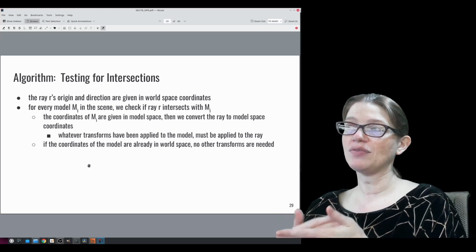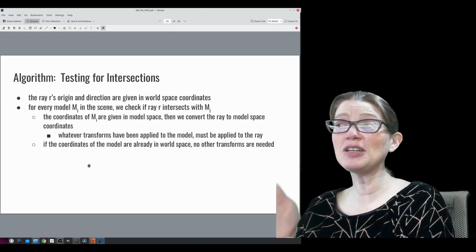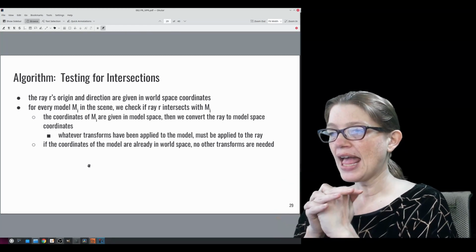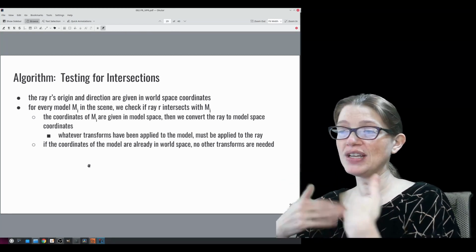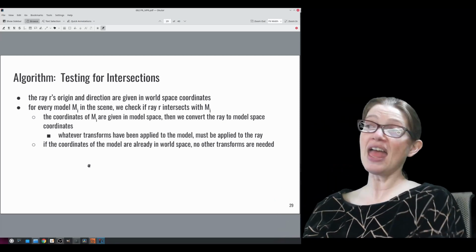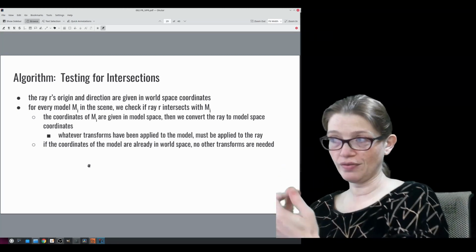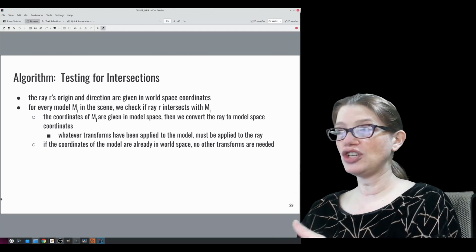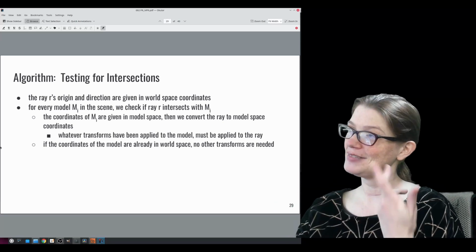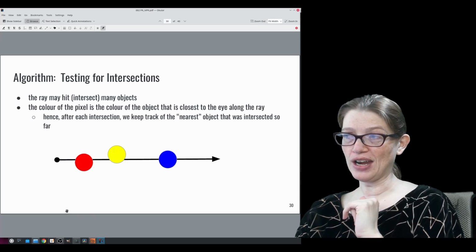Otherwise, the ray is going to have to be transformed into the model coordinates, or the model into our coordinates. Probably it's going to be cheaper to translate the ray into the model if we're going to be doing this for each ray for every object. What that means is whatever transforms we have applied to the model, we're going to have to apply to the ray. And then once we have transformed our ray into the model space coordinate system, or vice versa, we can check if that ray intersects that object. What does that mean? It depends on the object, but we're going to deal with that in a minute.